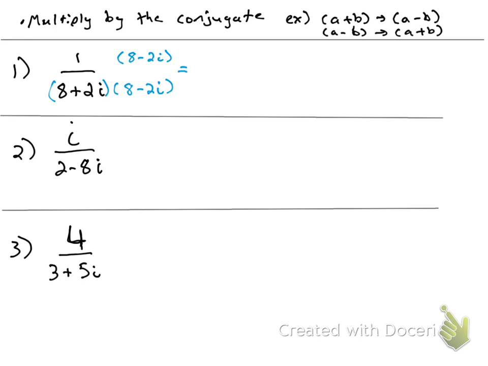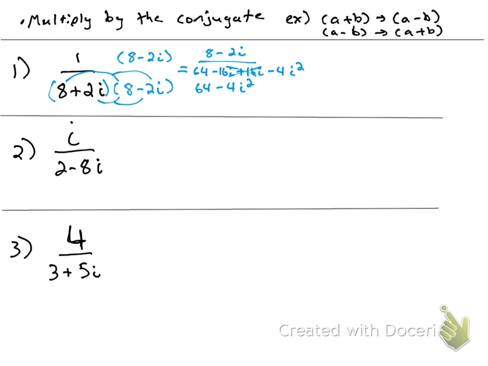So here, numerator, multiplying by 1, would just be 8 minus 2i. Denominator, I'll have first 64, outer minus 16i, inner plus 16i, right? It's just going to cancel. And then last, that will be minus 4i squared. So we have 8 minus 2i over 64 minus 4i squared.